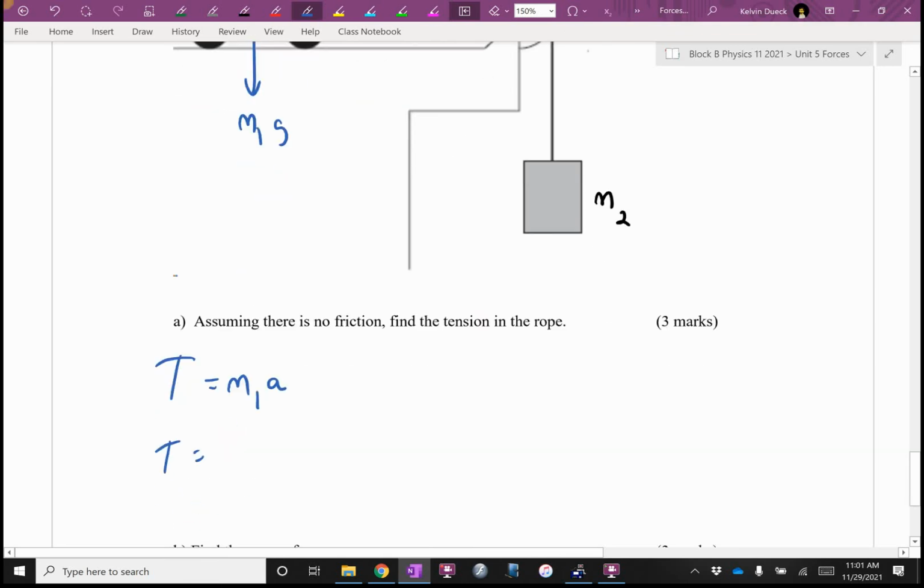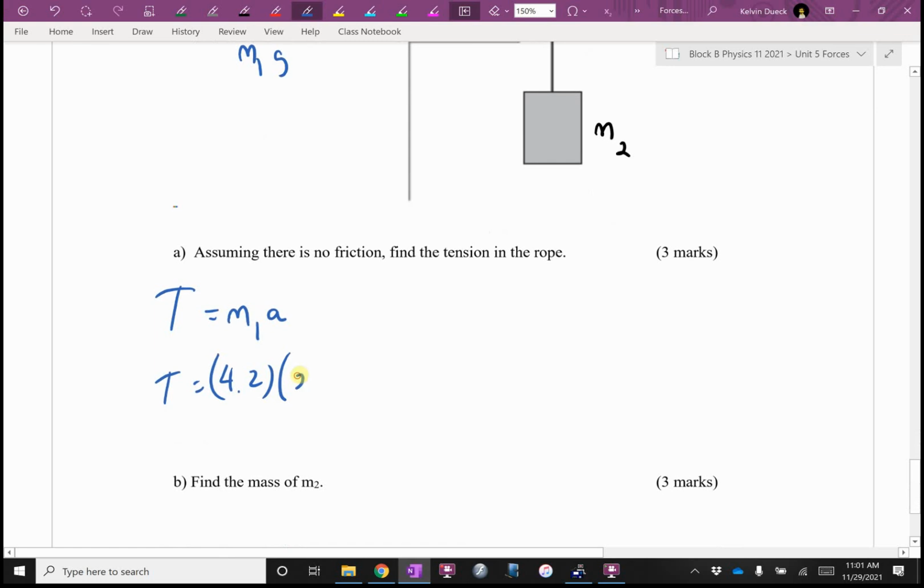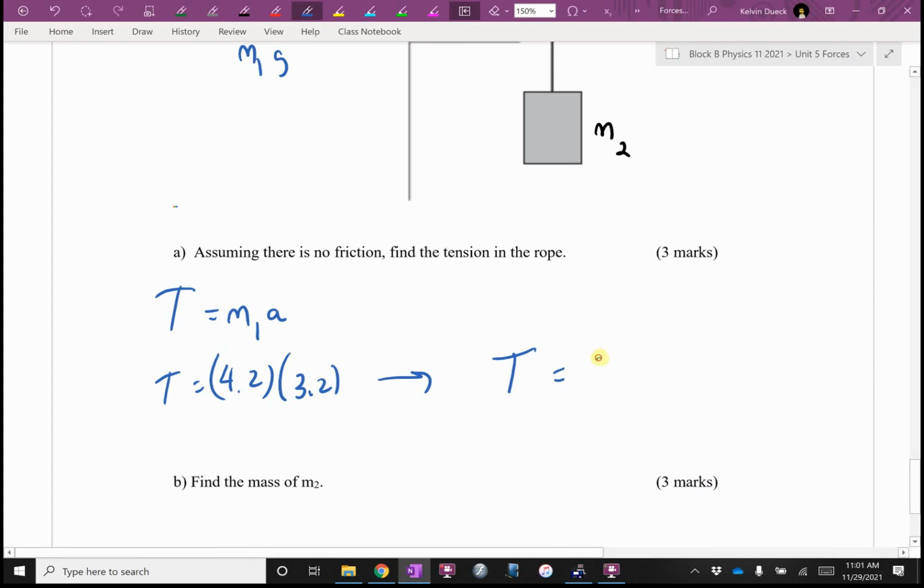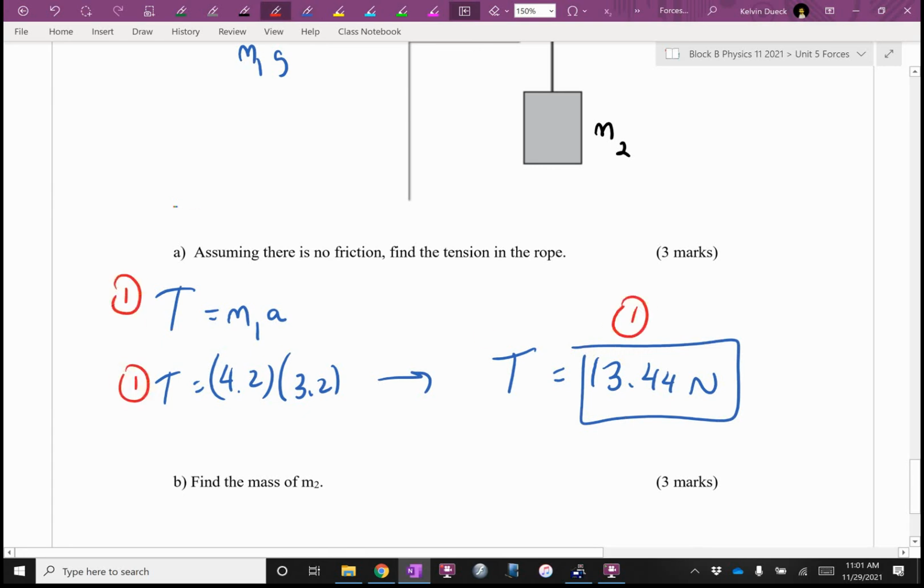Tension equals 4.2 times 3.2, 13.44. So 1 mark for that, 1 mark for that, 1 mark for the answer. Find the mass of M2.